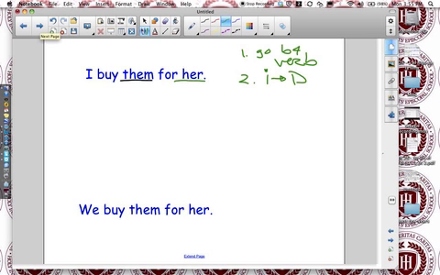So the indirect object pronoun will always go first. In this case, as we look at it, the indirect object pronoun for her is le, the direct object pronoun for frogs is las, so we write indirect first: le, las, compro. I buy them for her.